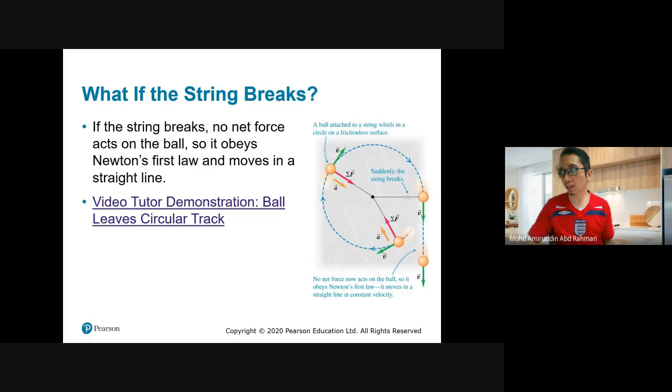Now let's say we have an object moving. Over here we have an example of a ball attached to a string whirling in a circle on a frictionless surface. There is no friction, so we don't consider any friction. The ball of course will keep moving.